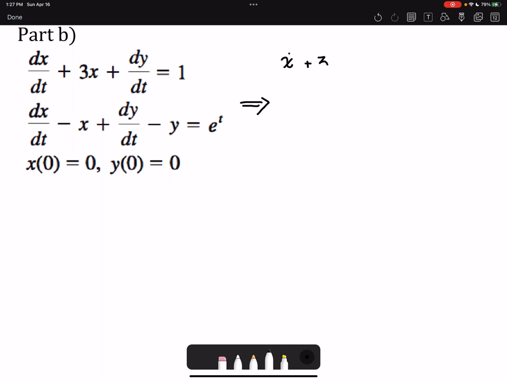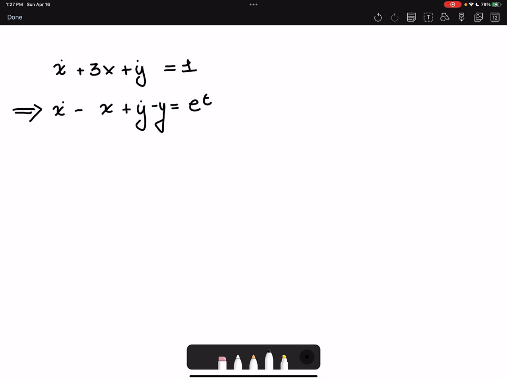So x dot plus 3x plus y dot equals 1, and x dot minus x plus y dot minus y equals e to the t. Now we apply the Laplace because we see that there's really no way to decouple them from this form. So we apply the Laplace.